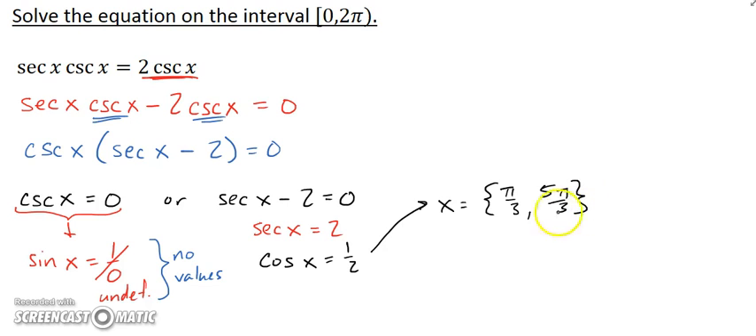I don't have an example to show you of this, but suppose I were to have gotten x values here from this factor as well. Then in my answer, I just need to make sure I list all of those options.